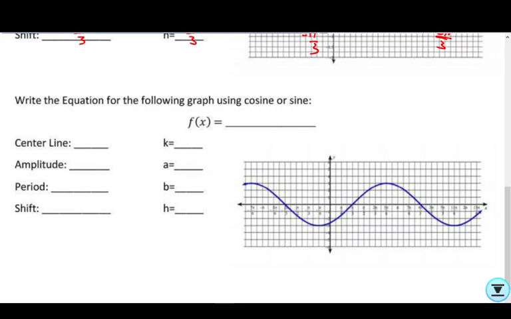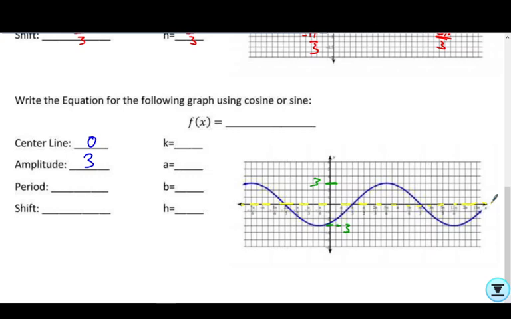Okay, and the last practice problem, you can use sine or cosine, whatever you want to use. Still, start off by finding your maximum. This is your minimum, -3. So your amplitude is going to be 3. Your center line is at 0, right here. It's not been shifted up or down. So you can use whichever one you want.